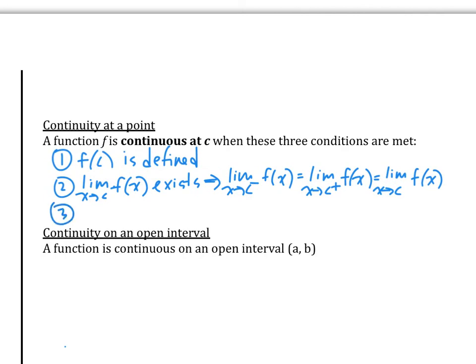And then the third thing is that you have to prove that both of them are equal to each other. Then the function is continuous at that point. The second thing is to prove that there is a continuity on a closed interval.